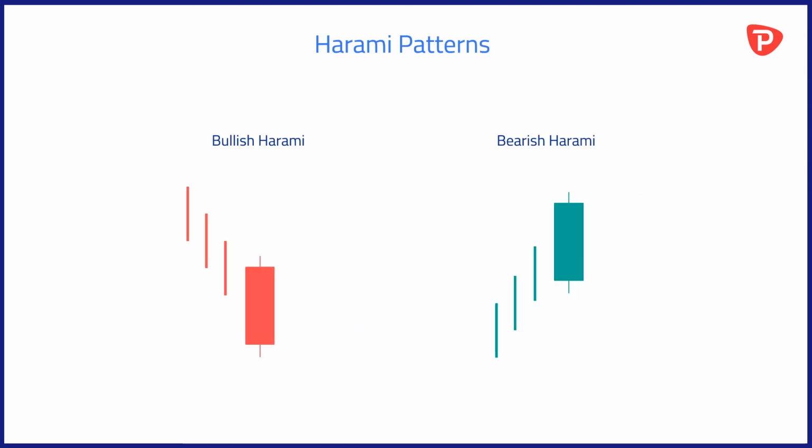Now we'll take a look at the Harami patterns. A bullish Harami pattern forms after a series of bearish candles in a downtrend. The first part of the bullish Harami pattern will be a bearish long-range candle, as can be seen in the example on the screen.